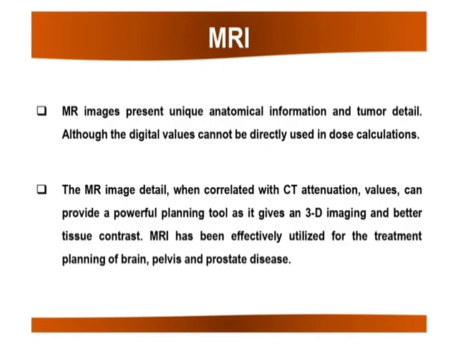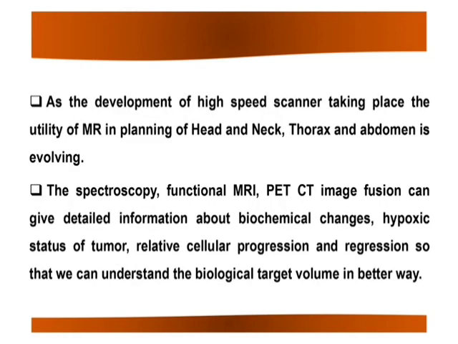The spectroscopy, functional MRI, PET CT image fusion can give detailed information about the biochemical changes, hypoxic status of a tumor, relative cellular progression, regression, so that we can understand the biological target volume in a much better way. In 53% of cases, MRI altered the CT planning in brain tumor.